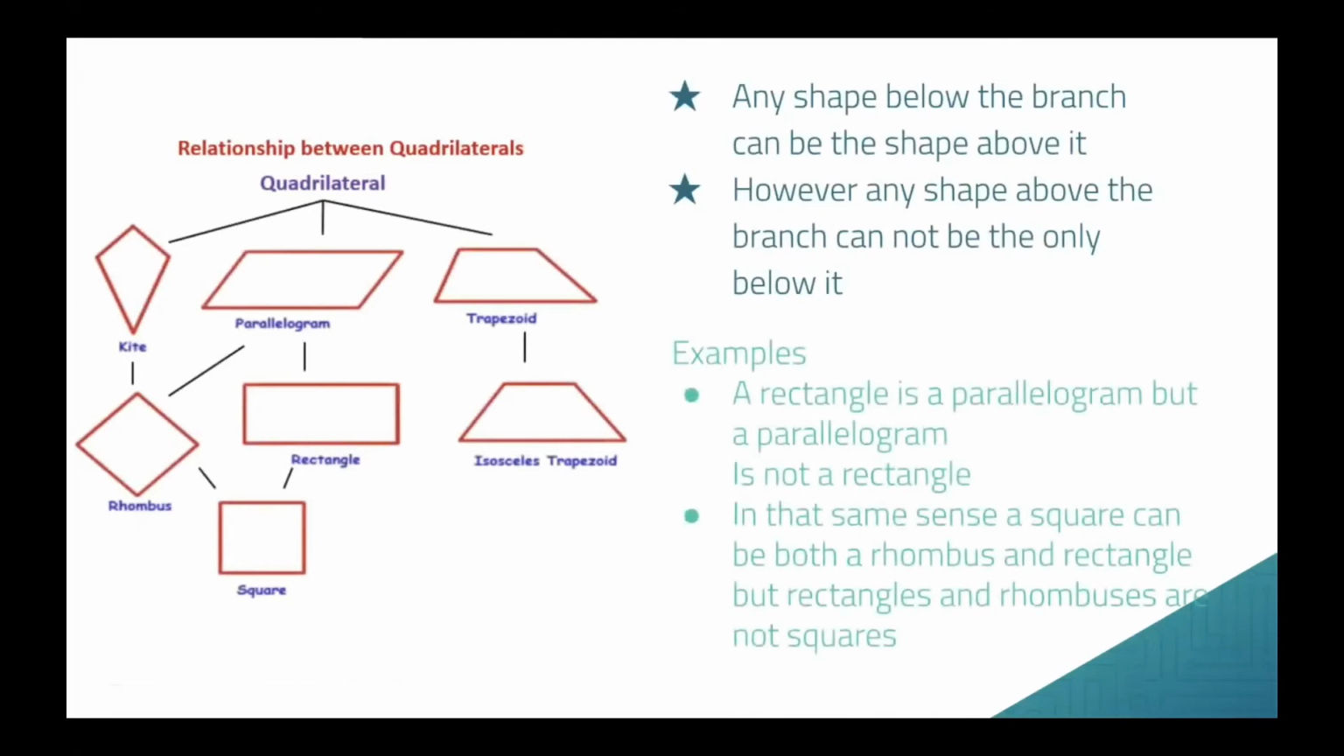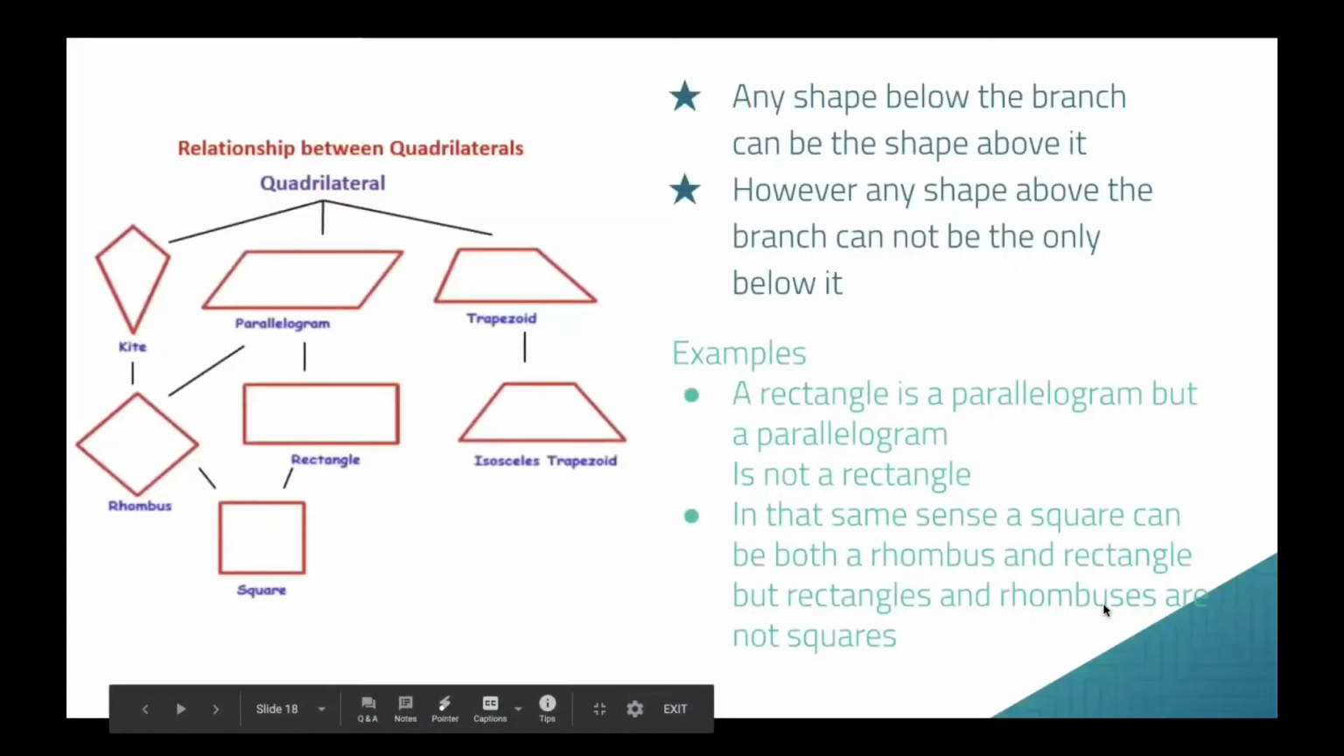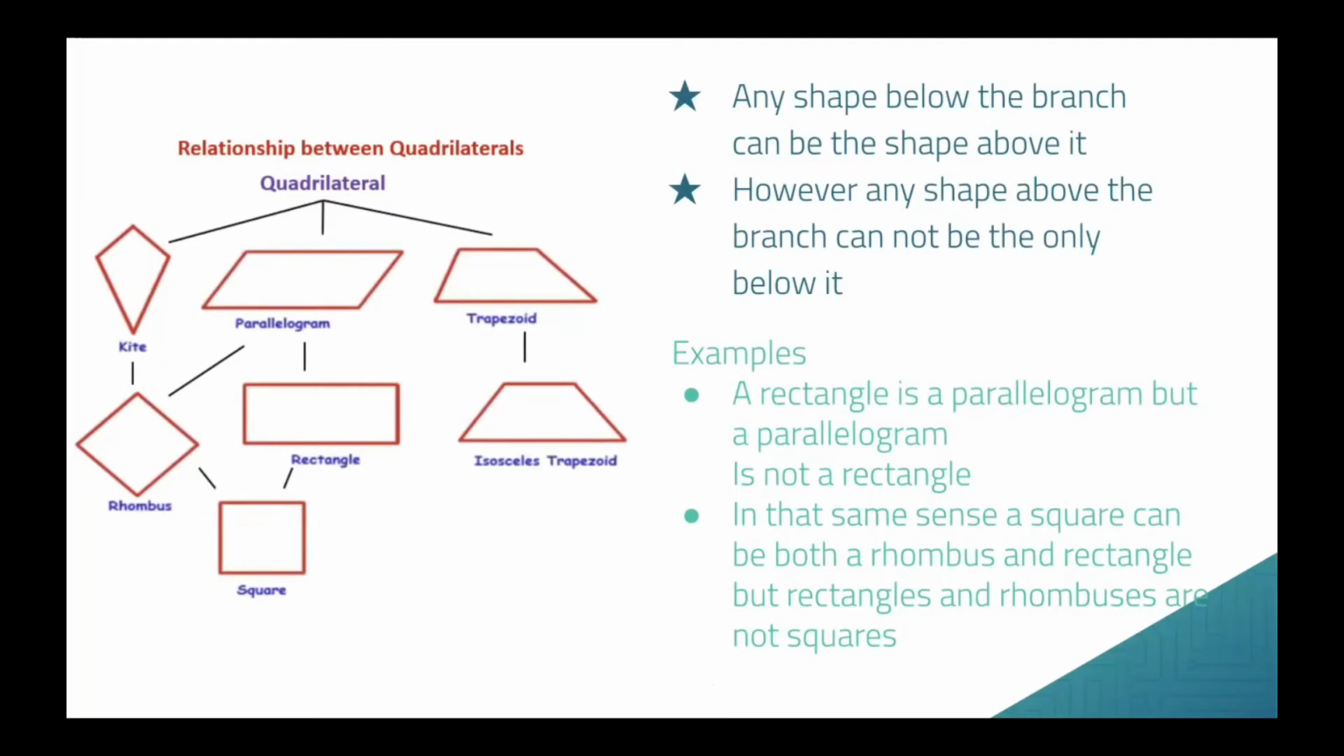As you can see in this diagram, any shape below the branch can be the shape above it. However, any shape above the branch cannot be the shape below it. For example, the rectangle is under the parallelogram. So a rectangle is a parallelogram, but a parallelogram is not a rectangle. The same thing goes for squares. A square can be both a rhombus and a rectangle, but not all rhombuses and rectangles are squares.